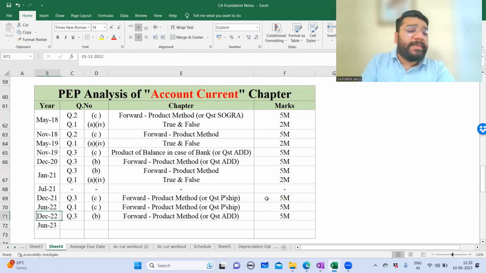In the December 22 examination, the latest examination which has gone by, again a question was asked from this topic, which was an OR question with average due date, under forward and product method. This was also for 5 marks. So guys, every examination, every attempt, we had a question from this topic. From the examination point of view, very, very important. We cannot skip out anything.